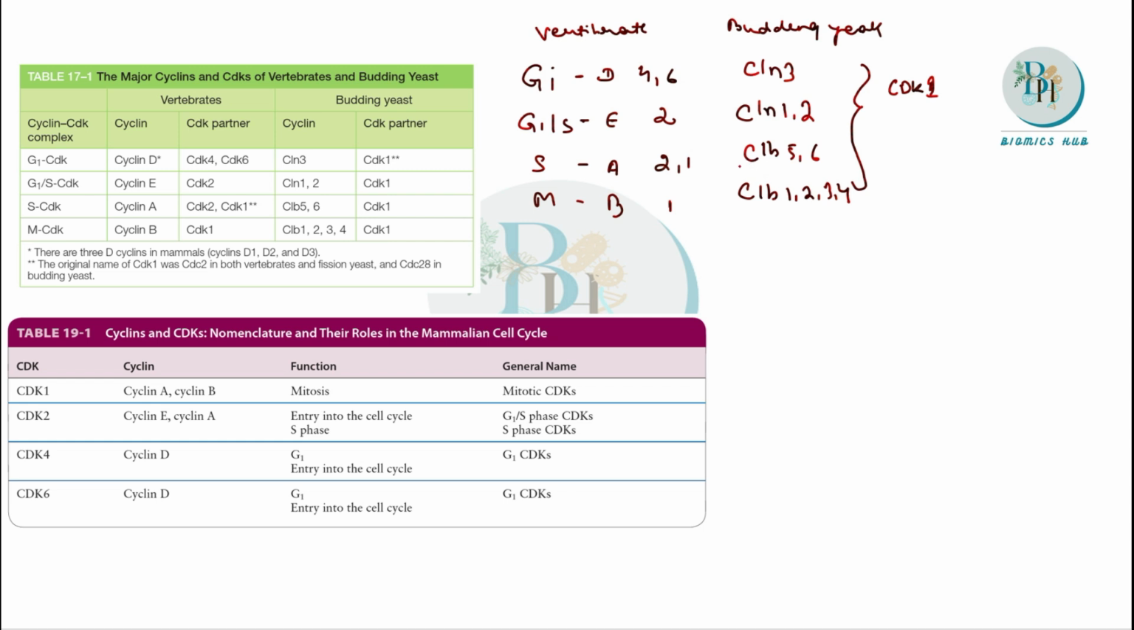So the questions asked from this part are like: if in vertebrates the cyclins are CDK4, 6, what is it for yeast? The answer will be CLN3. In the same way, if they ask what the cyclins involved in budding yeast for S phase are, the answer will be CLB5 and 6. Okay, so this was the difference between the cyclins and the CDKs present in vertebrates as well as in yeast.